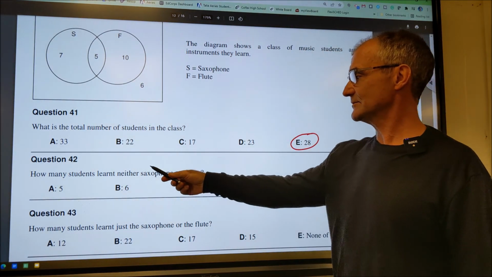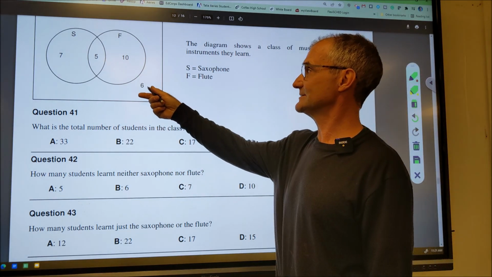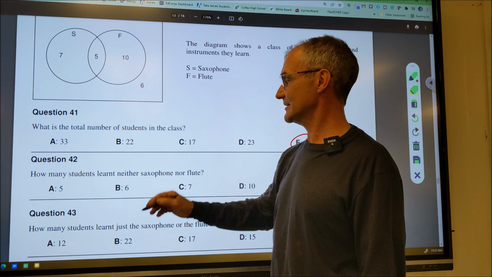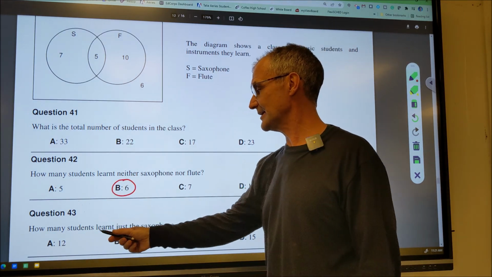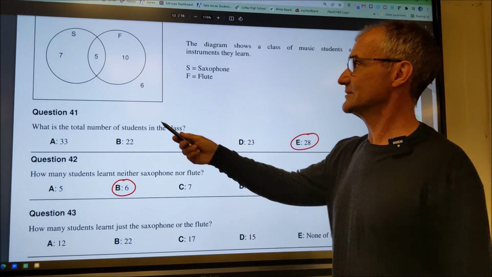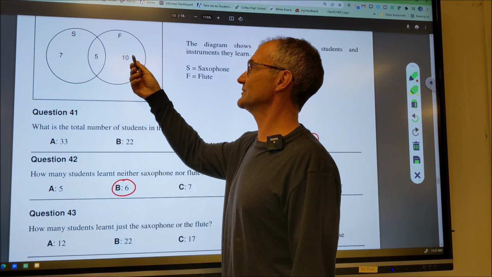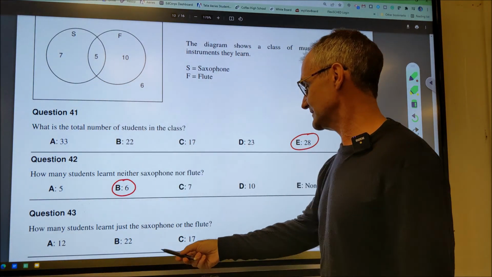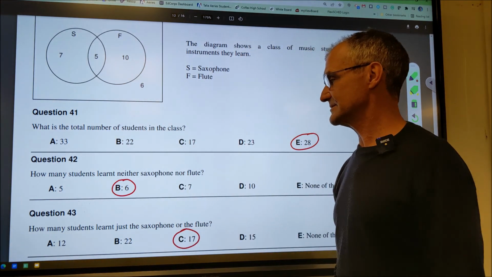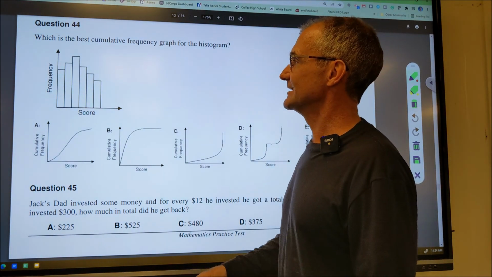How many students learned neither saxophone nor flute? Well, that's going to be the ones outside of the Venn diagram, 6. And how many students learned just the saxophone or the flute? So 7 students learned only the saxophone, 10 learned only the flute, so it'll be 17, and that would be answer C.